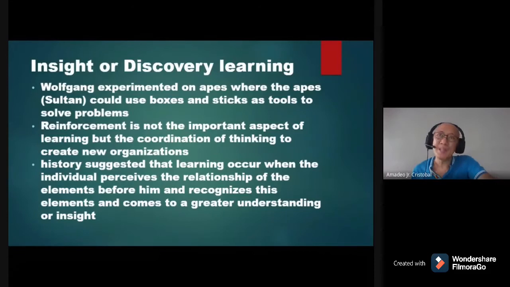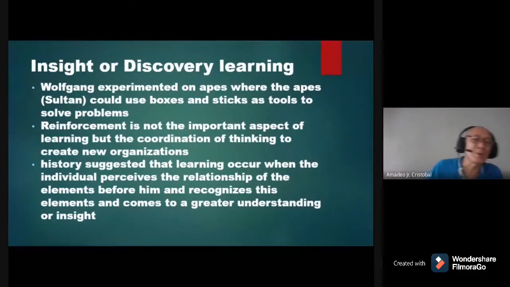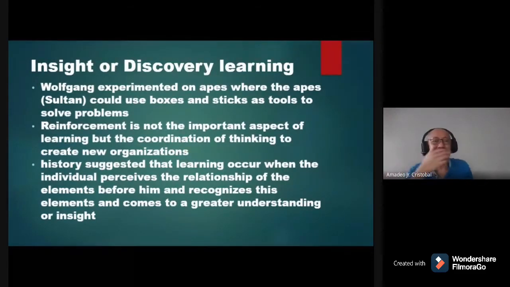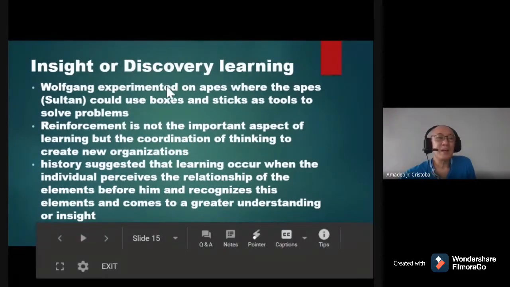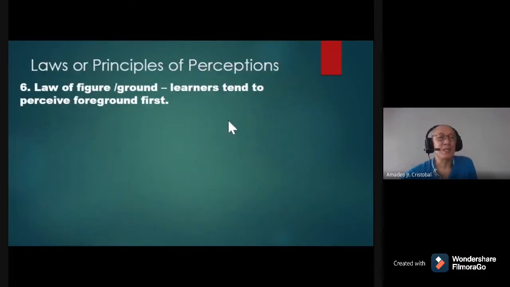So when the student sees something on the screen or on the green board or something in front of him, what he's going to do is to look at it, then look at its relationship to himself. And if there are many things in front, he will be looking at the things in front, and then he will be assessing and perceiving the relationship of those things. Discovery learning or insight was proposed by Gestalt psychology.